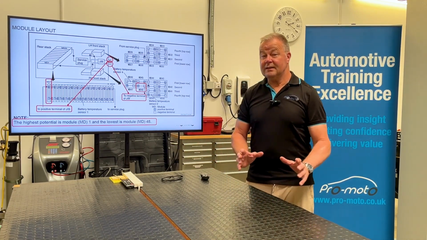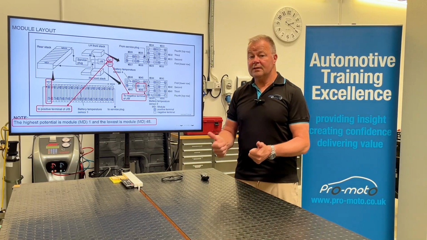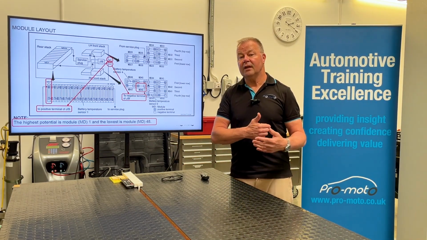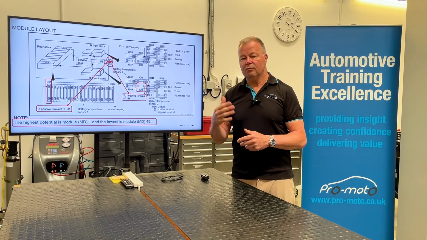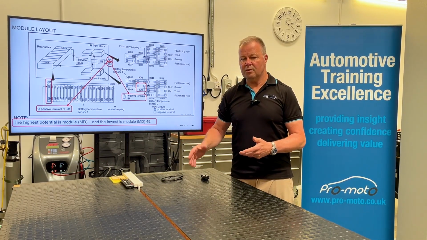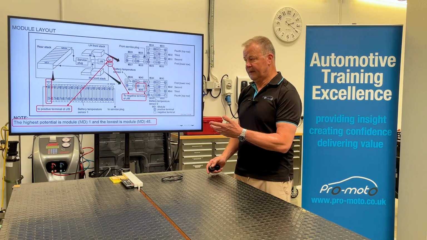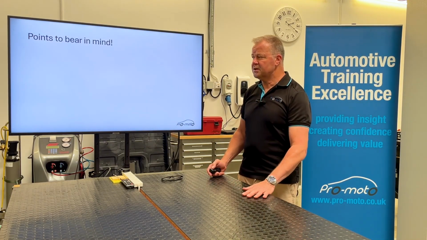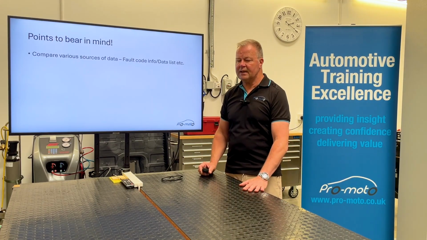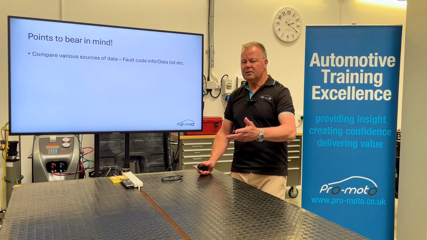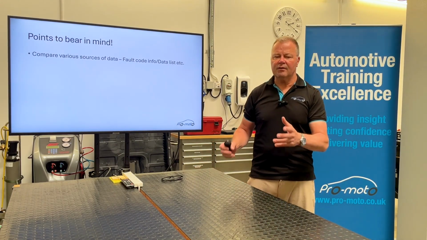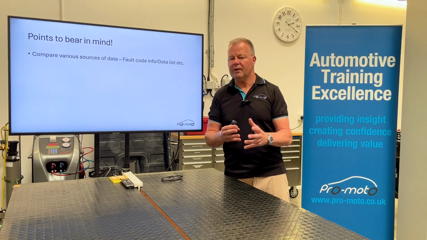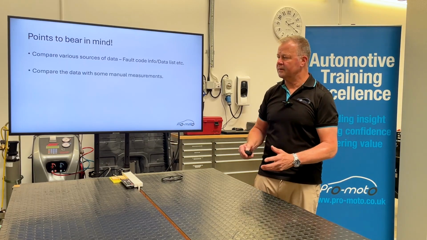So just make sure you understand the orientation of the battery, you understand and you diagnose and troubleshoot what the fault is in the battery, and then you hopefully, if you're equipped and skilled enough, you can repair the battery or get someone else to repair the battery for you. Okay, so that's a fairly simple little nugget of information. So points to bear in mind to review this: compare the various sources of data, fault code info, data list, whatever you can find out, have a good look in your diagnostic equipment to look at different references to identify the problem with the battery.